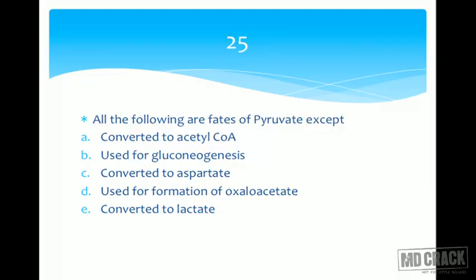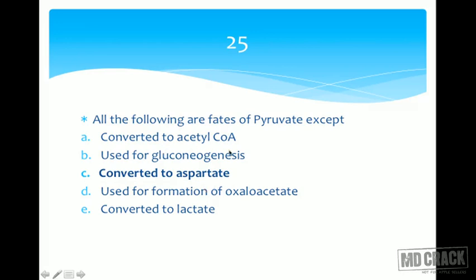All the following are fates of pyruvate except: converted to acetyl-CoA, used for gluconeogenesis, converted to aspartate, used for the formation of oxaloacetate, converted to lactate. What do you think? Which answer did you get? Converted to aspartate. Now why is this wrong, or why is this not a fate of pyruvate?